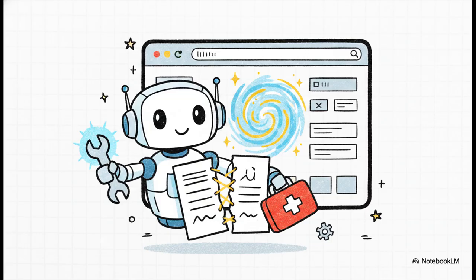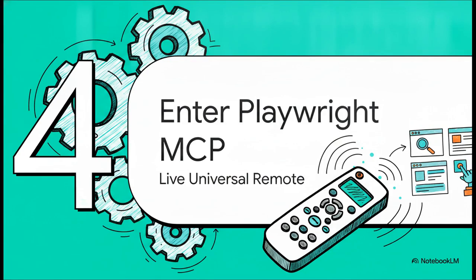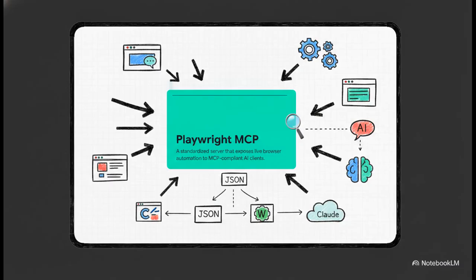It's a massive time saver. All right, let's pivot a bit to Section 4. Enter Playwright MCP, the live universal remote. If native agents are your autonomous construction crew building permanent test files, Playwright MCP is your interactive assistant for ad hoc automation. So what exactly is Playwright MCP?